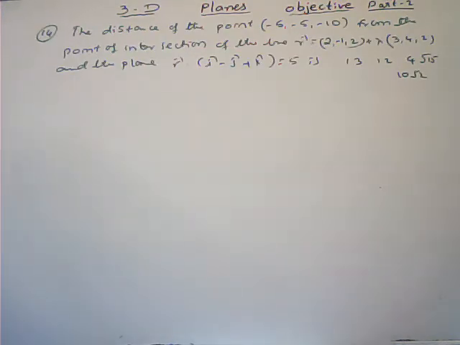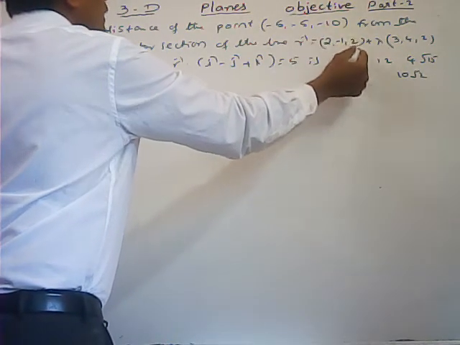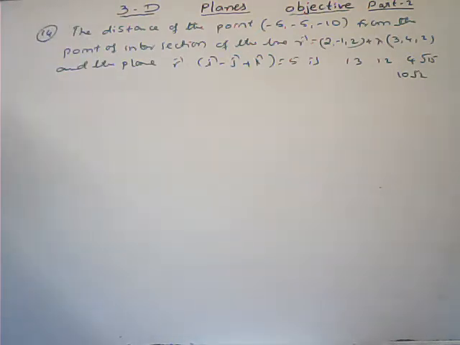Next one: the distance of the point minus 5, minus 5, minus 10 from the point of intersection of the line r bar equals 2 i cap minus j cap plus 2 k cap plus lambda into 3 i cap plus 4 j cap plus 2 k cap, and the plane.